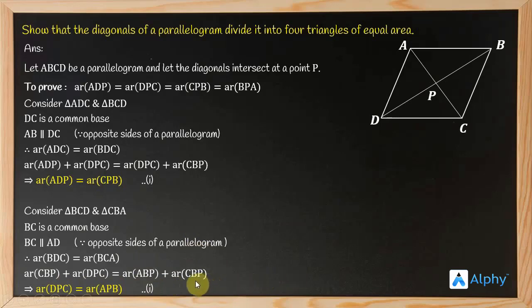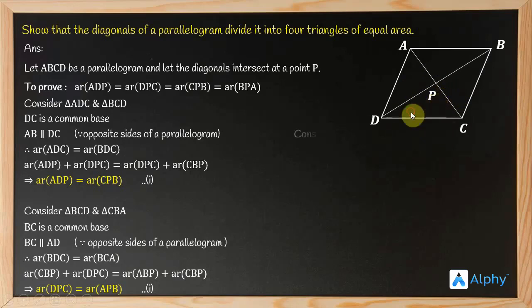Okay, so we know that these two opposite areas are equal. Now if you could prove that these two adjacent areas are also equal, then this area is equal to this area is equal to this area is equal to this area. Everything is done. So let's try to prove that these two areas are equal.